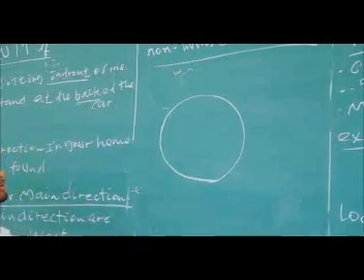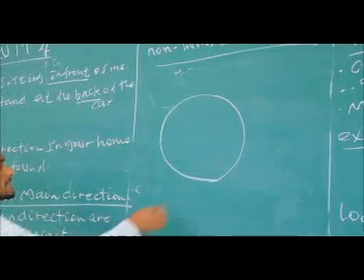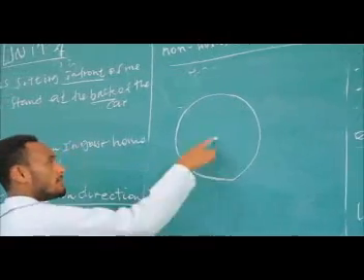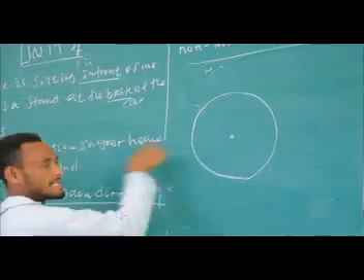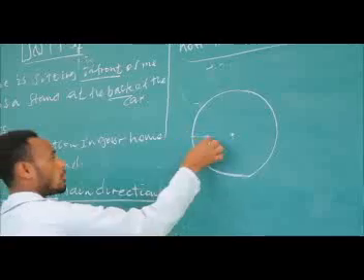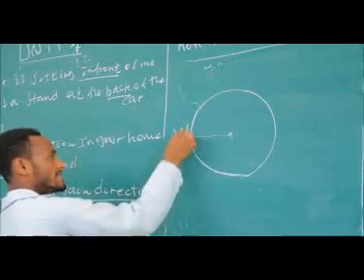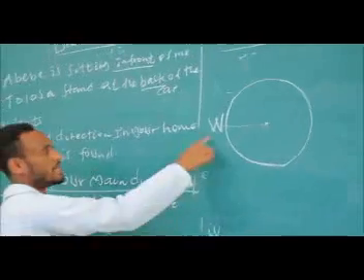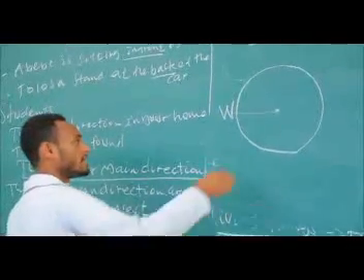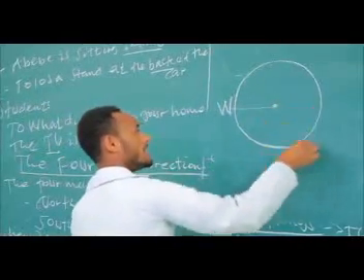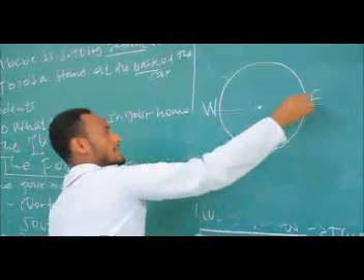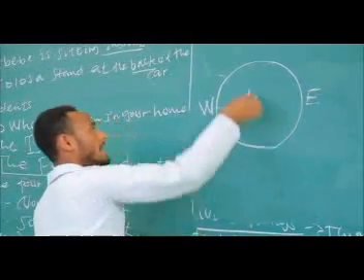Students, look at these circles. This is the circle. This is the central point. From the central point to this direction, it is called the west, and that is spelled by W. And to the right direction, it is spelled by E, that is east.